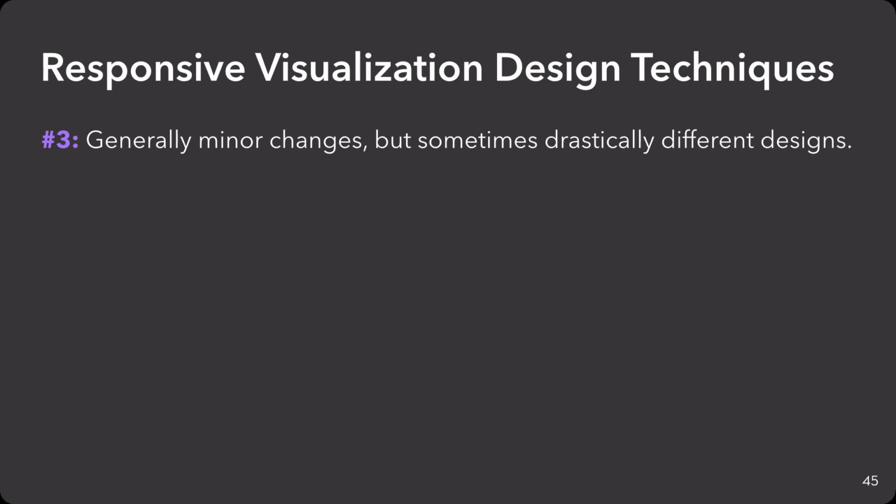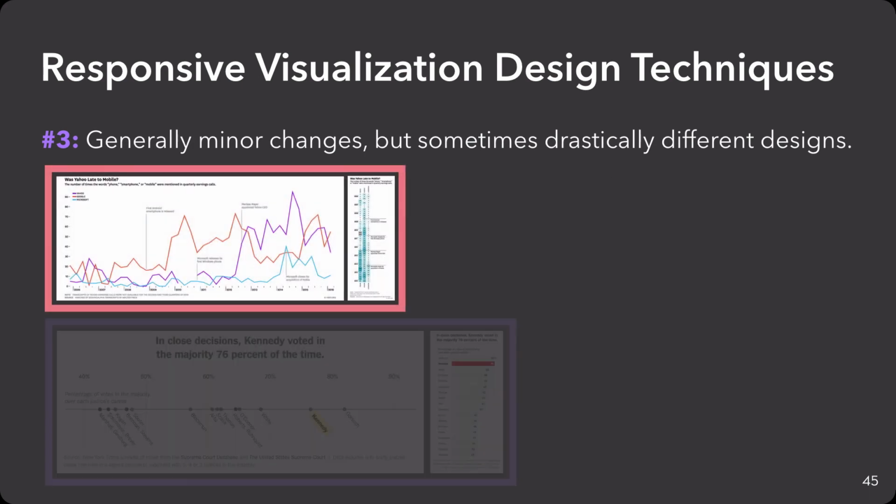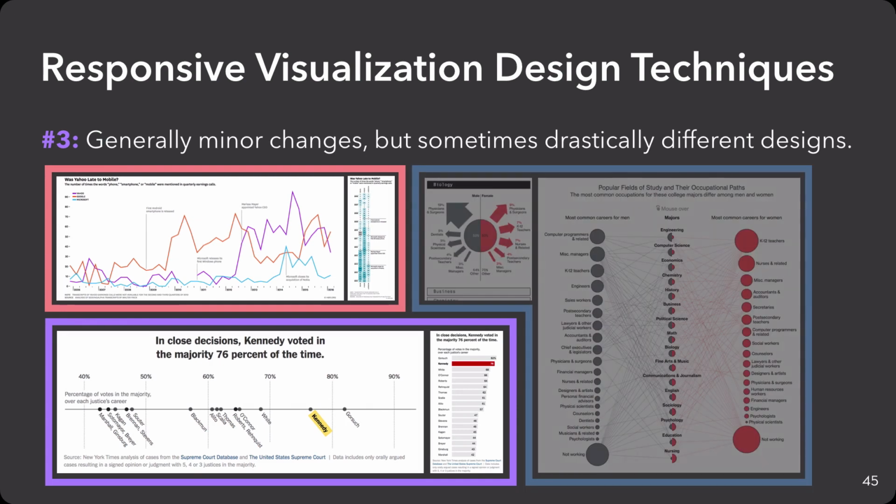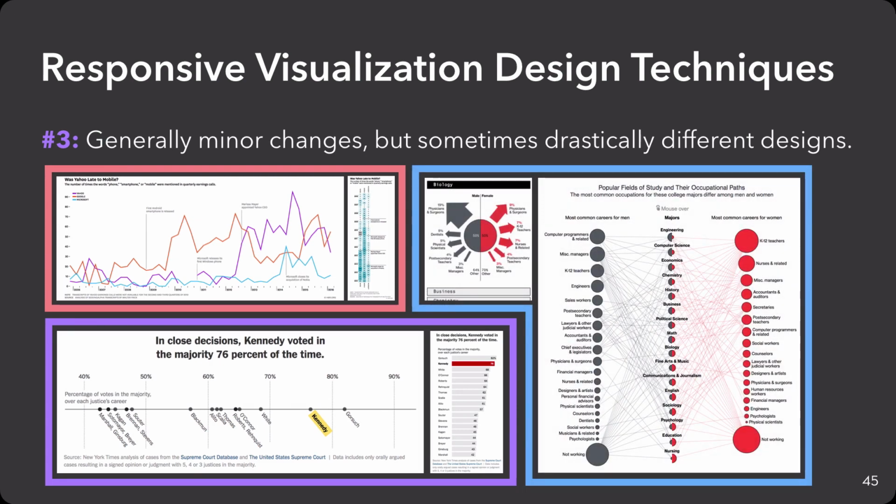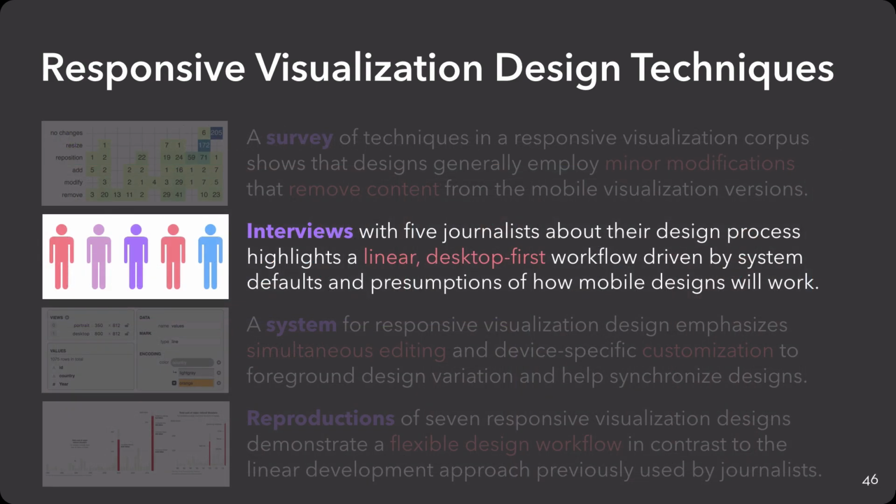Finally, we noticed that most visualizations exhibited rather small shifts in the content or layout, but a small subset of designs exhibited drastically different layouts on different devices. The visualizations shown here are a few examples of the types of drastic changes we saw in our survey. As the next step, we interviewed 5 journalists with prior experience designing responsive visualizations for news articles.